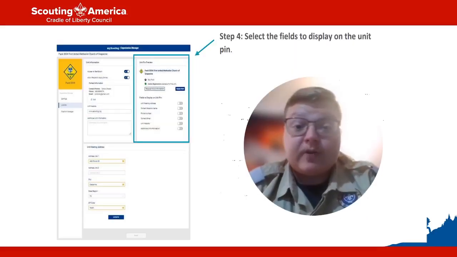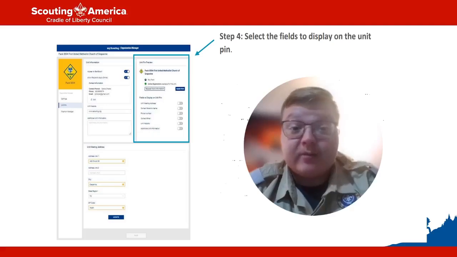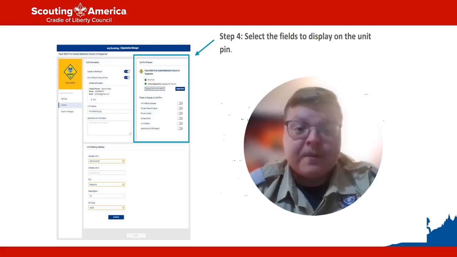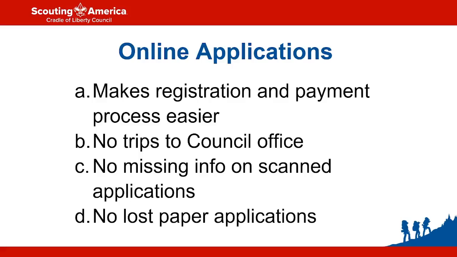Lastly, we want to make sure that all the information we entered or corrected is visible online. We suggest at least having your meeting location and contact information visible, but any additional information you can provide to entice families to join your unit is always great. If you do make any changes, make sure to hit the big blue save button so none of your corrections are lost. Now on to online applications.